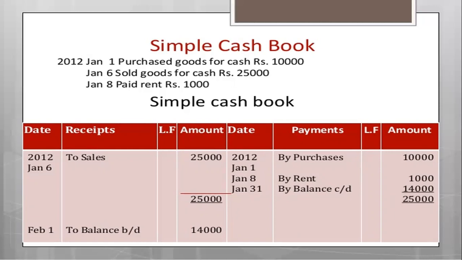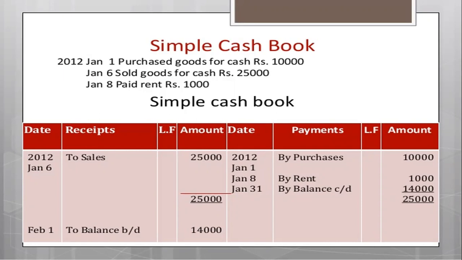If the goods are purchased in cash, cash goes out, so it is entered on the payment side. If the goods are sold, it is to sales. That means the money is coming into the business. That is why it is on the debit side. Rent paid on January 8. That is also credited because it is a payment.